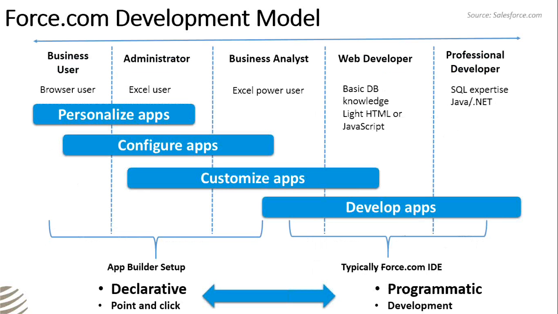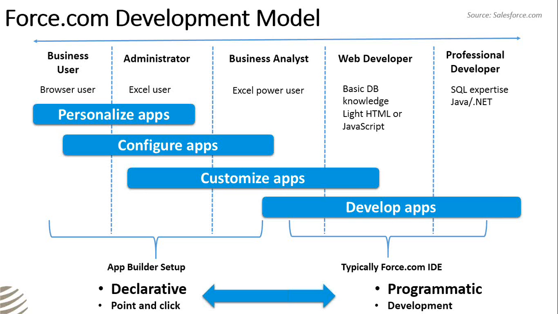Now, based on the declarative and programmatic model, I have divided the users in your organization as business users, administrators, business analysts, web developers, and professional developers. And the first three users, like business analyst, administrator, and business users, can use this declarative model. So as we have to use just point and click, you have to use a browser, you don't have to program it, so you don't need much of the programming skills to personalize apps, to configure apps, or to customize apps.